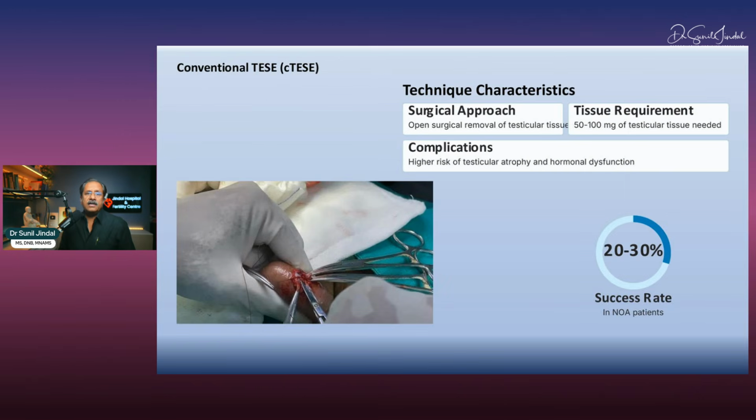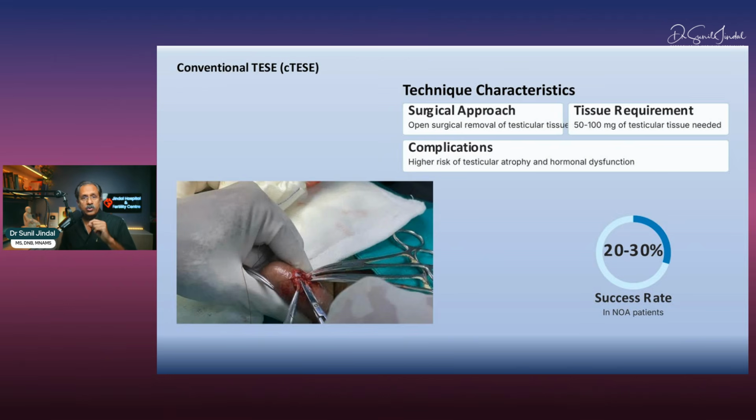Now, the third technique is conventional TESE. People used to take a testicular biopsy, and the surgical approach was that you could open up the area and take a surgical biopsy. The tissue would normally be taken from only one area. The complications normally were very few, but in this we get only about 20 to 30% sperms, and this is a procedure in which sperms will be got from only one area. What I mean to say is sperms will only be got from one area.